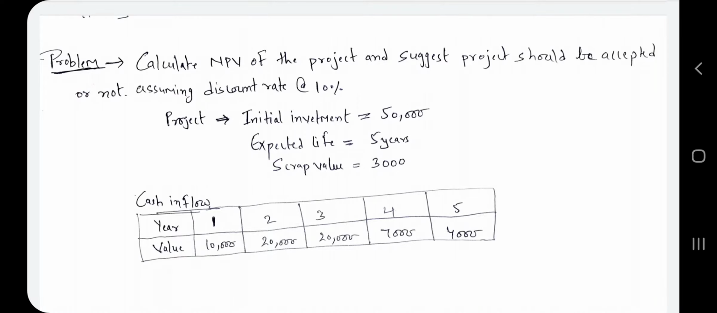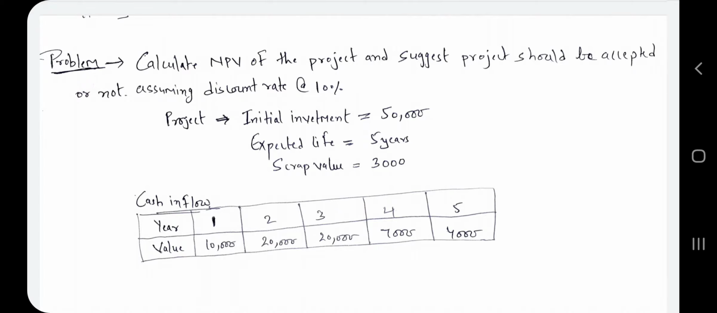Hello everyone, in our lecture series of PPCM, in today's lecture we will cover one problem based on the net present value. In our previous lecture we already understood the concept behind net present value and also saw one formula for finding the net present value. So we will find net present value based on that formula.